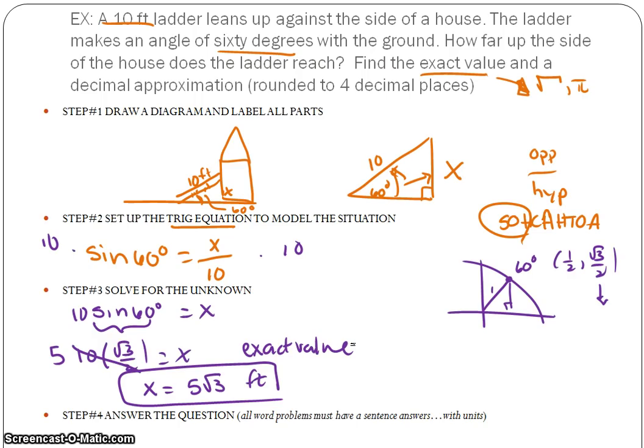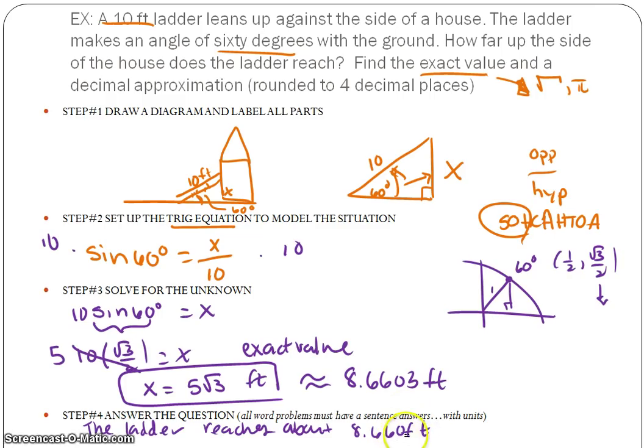And you're also asked to find the decimal approximation, rounded to 4 decimal places. So the approximation, it is approximately equal to 8.6603 feet. And step 4 would be to answer the question. And the expectation is that all word problems will have sentence answers including units. Okay, so the ladder reaches about 8.6603 feet up the side of the house.